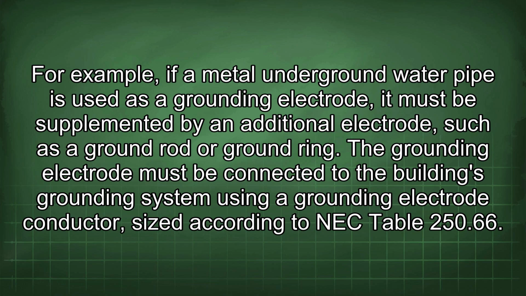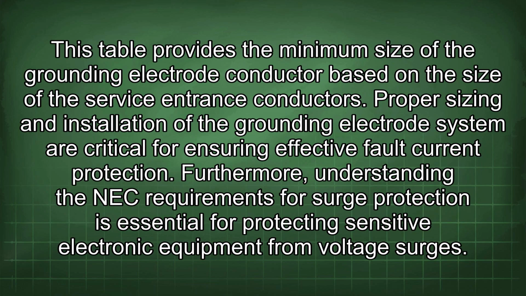The grounding electrode must be connected to the building's grounding system using a grounding electrode conductor sized according to NEC Table 250.66. This table provides the minimum size of the grounding electrode conductor based on the size of the service entrance conductors. Proper sizing and installation of the grounding electrode system are critical for ensuring effective fault current protection. Furthermore, understanding the NEC requirements for surge protection is essential for protecting sensitive electronic equipment from voltage surges.